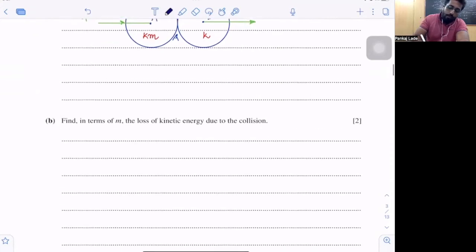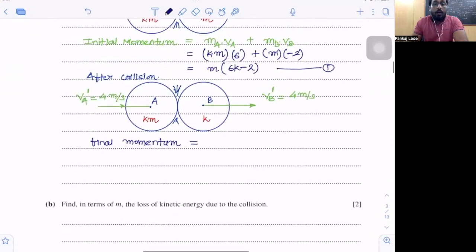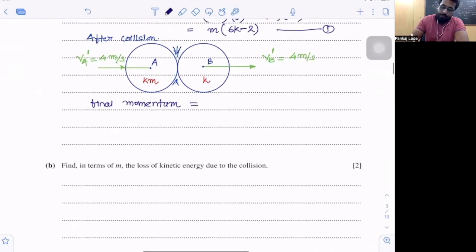Now, what's the final momentum, students? So final momentum is going to be equal to, again, mass of A into the velocity of A after collision.